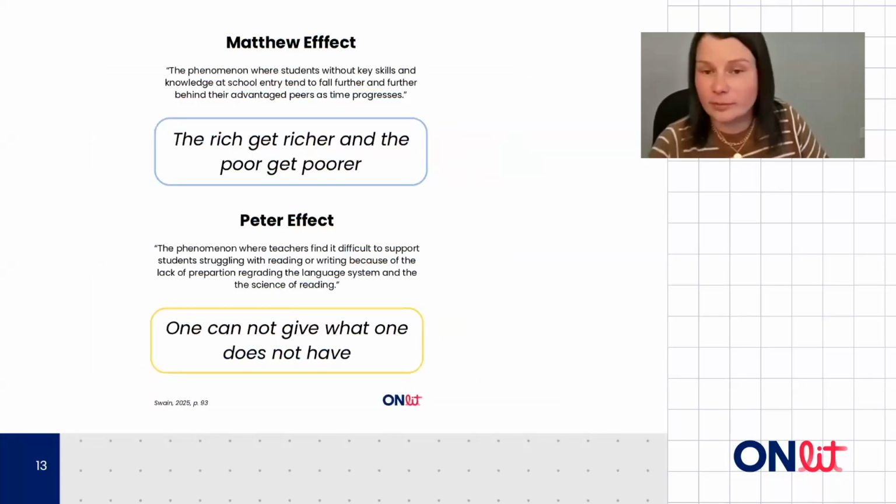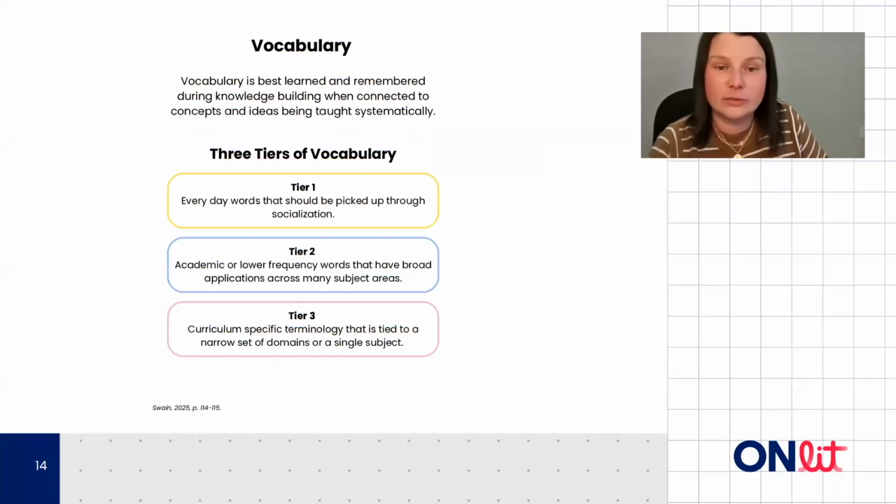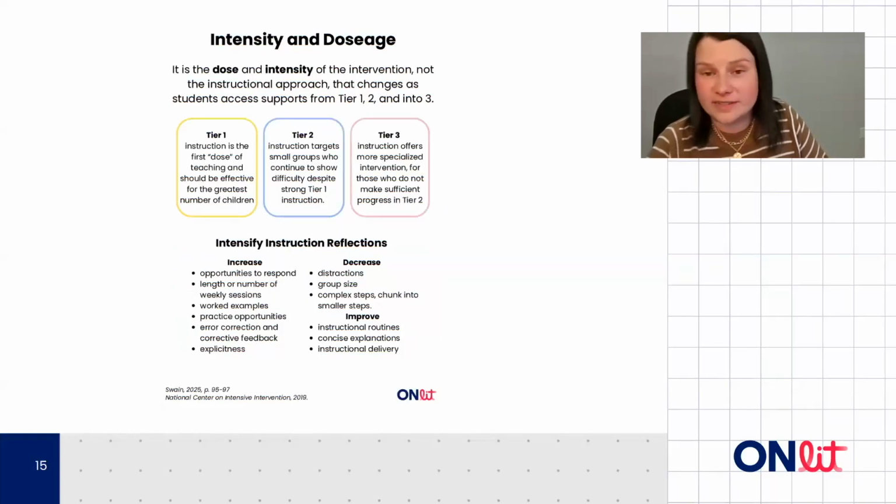We have definitions of the Matthew and Peter effect as found on page 93 of the book. We have a brief overview of the 3 tiers of vocabulary. And 1 page about intensity and dosage. The intensification strategy checklist from the National Center on Intensive Intervention is another great tool educators can use to reflect on our instruction. The link's going in the chat.